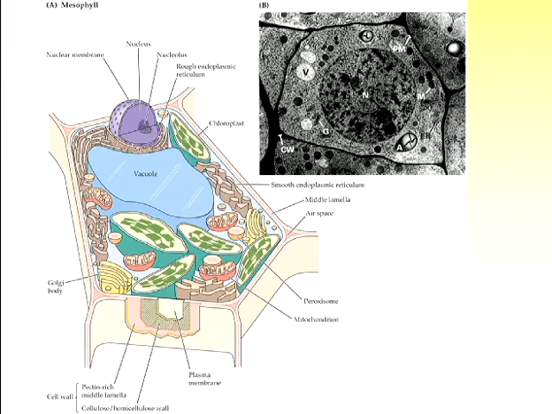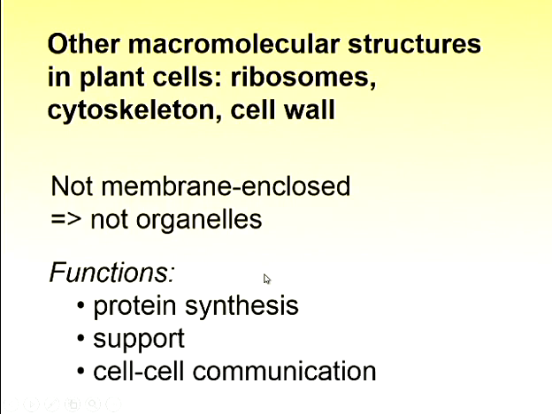So what we're going to do next is look at some of these other structures in plants, including the cell wall, which are not technically organelles because they're not membrane enclosed, but they're interesting enough to have a look. So we're going to have a look at the cell wall. We're going to have a look at the cytoskeleton, which is really what it says. It's a cell skeleton. It's made up of proteins. And then we'll have a quick look at the ribosomes again, which you have already seen. So these structures function in protein synthesis. Those are the ribosomes. Support, which is the cell wall, and the cytoskeleton, also for support for the cell. And then cell-cell communication, which is particularly the cytoskeleton, you could say, and the cell wall.